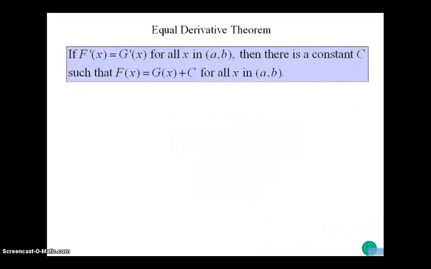So let's move on. Here is another corollary from the mean value theorem called the equal derivative theorem. And here's what it says. It says if f prime equals g prime for all x values in the open interval from a up to b. That's an if. We have to have if before we get then. If those two derivatives are equal for all input values, then there is a constant c such that the outputs on f are going to equal the outputs on g plus that constant c everywhere in the open interval.